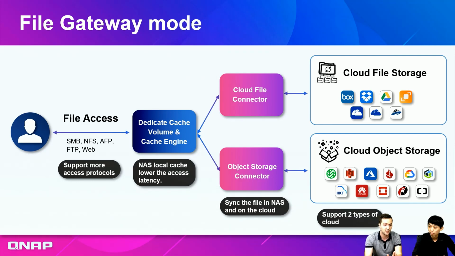So with this mode, we have the file gateway mode, which has the separation through the cloud file connector for the file storage and the object storage connector for the object storage cloud services, syncing the files in the NAS and on the clouds, which is a two-way, I believe, and supports two types of cloud, as we already mentioned by far.